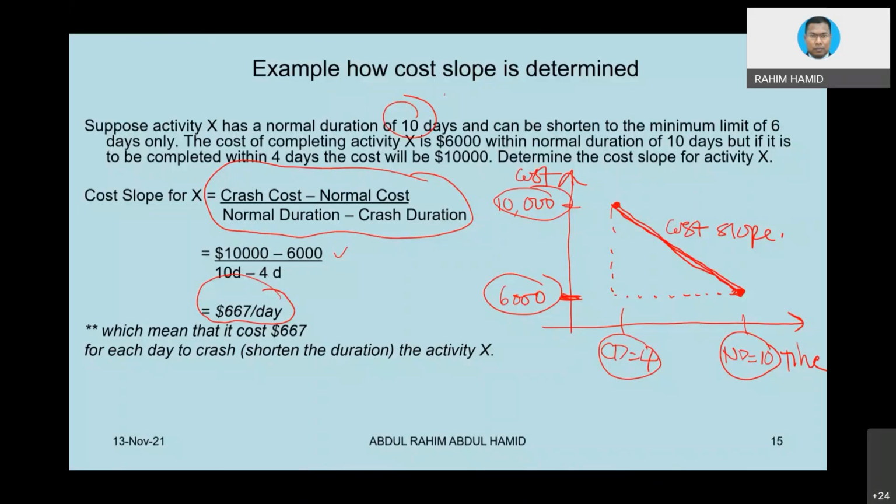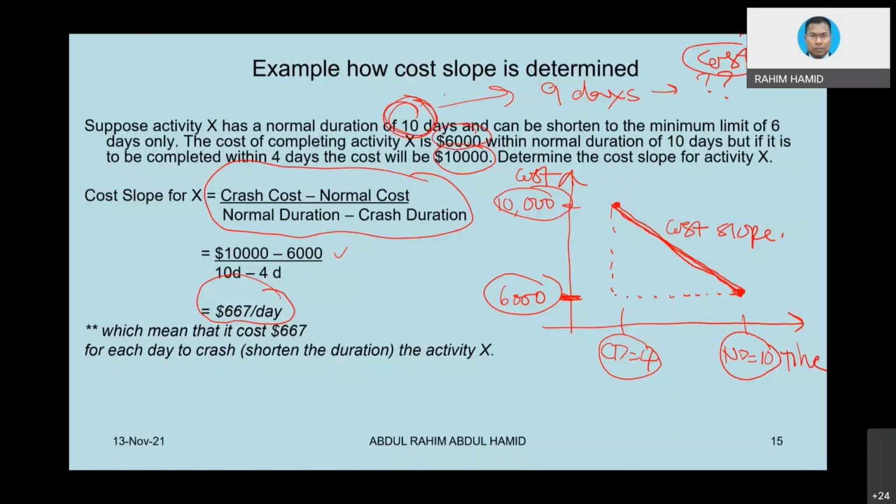But what happens if you only want to crash by 1 day? Meaning to say, instead of 10, you want the project to be completed in 9 days. So the issue is, what would be the cost? Now, in order to calculate the cost, you already know that by hook or by crook, if you want to complete the activity, this is the cost that you need to pay, because you need to pay the manpower and so on.